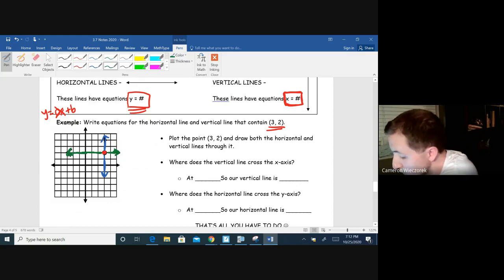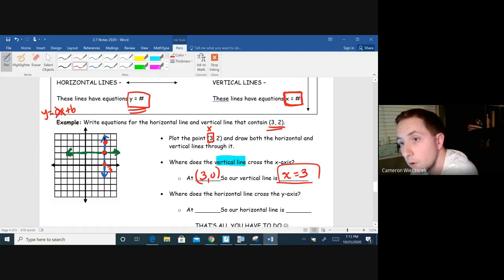Let's start with the blue one, the vertical line. First thing you should figure out is where the vertical line crosses the x-axis. If you go down, it crosses right here at 3. That makes sense because look at the x value of your ordered pair. The x value is 3. So it crosses at 3, 0. Our vertical line is just x equals 3. Everywhere along that blue line, no matter where you put a dot, the x value is going to be 3 no matter what.